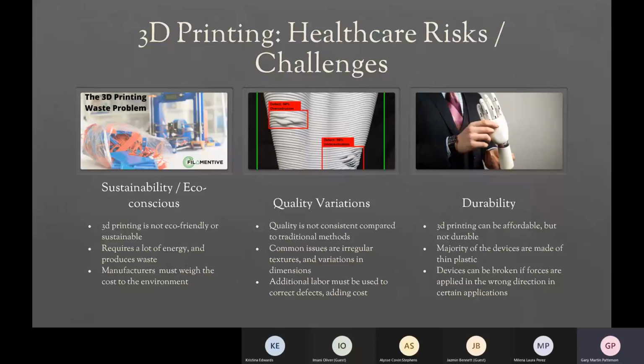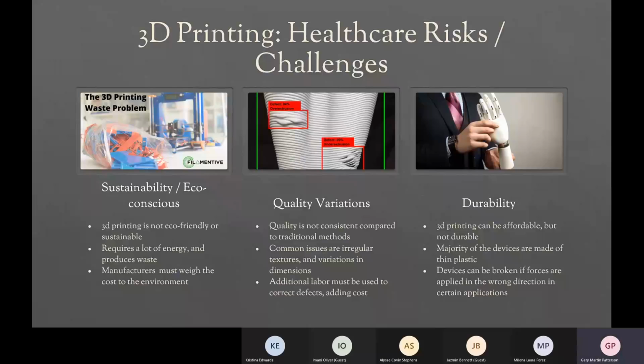3D printing is still considered new technology, which means quality is not always consistent compared to traditional manufacturing methods. Some of the defects in 3D printing include irregular texture from printing or variations in dimensions of the devices. In addition, extra manual labor may be needed to correct defects, which adds cost to the process.